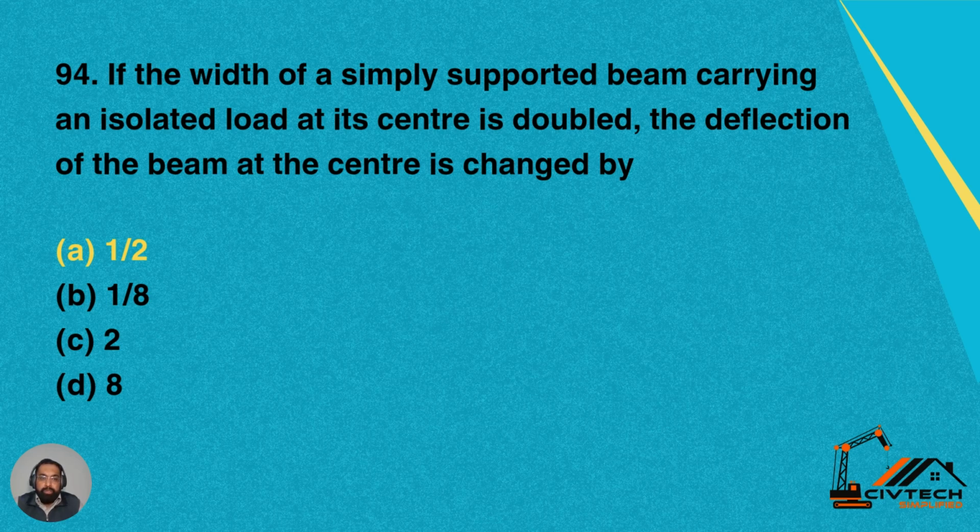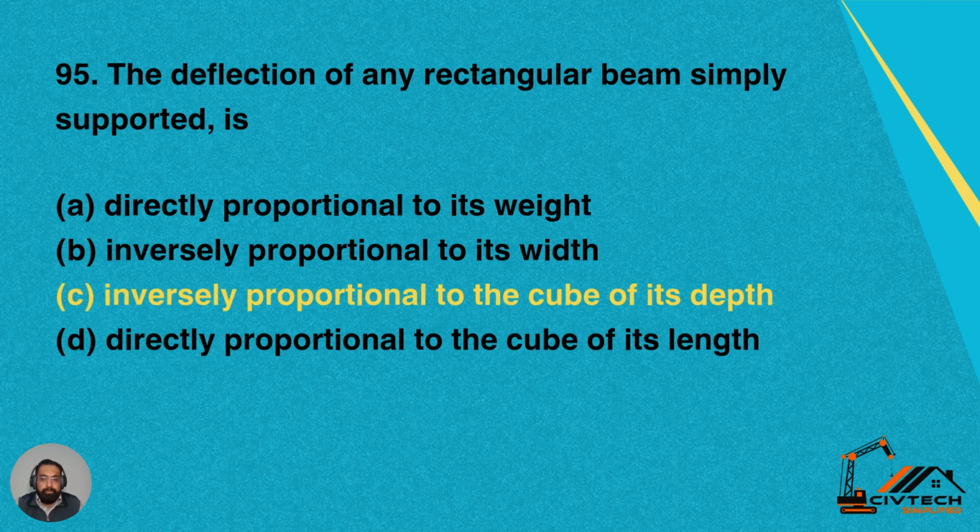Question 94. If the width of a simply supported beam carrying an isolated load at its center is doubled, the deflection of the beam at center is changed by. If the width has been doubled, the deflection would be half. Option A is 1 by 2, option B is 1 by 8, option C is 2, option D is 8. So A is the correct option, it's 1 by 2.